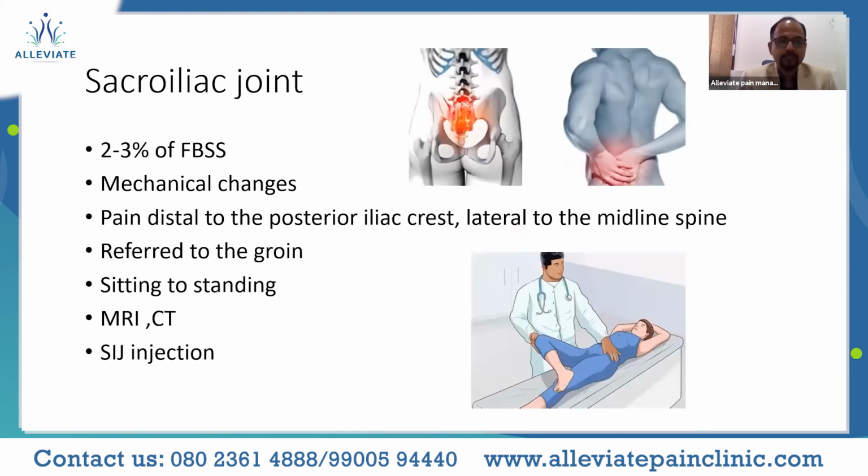So the SI joint, there could be a primary pathology of the SI joint, or as I told earlier, it could be because of the mechanical stress following the spine surgery, which can cause a sacroiliac joint strain, leading to persisting pain later on. It will be seen in 2 to 3% of the FBSS patients. And as I said, because of mechanical changes, pain will be very classical. As you can see in this picture, the patient is holding onto the paraspinal area, which is actually over the PSIS. Okay, distal to the posterior iliac crest, lateral to the midline spine.